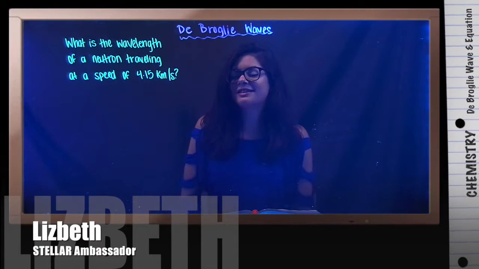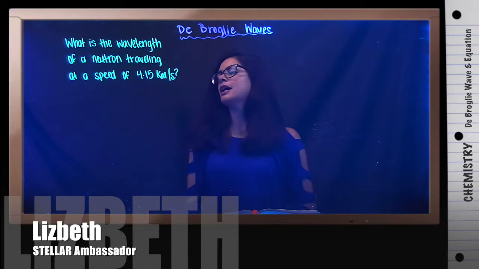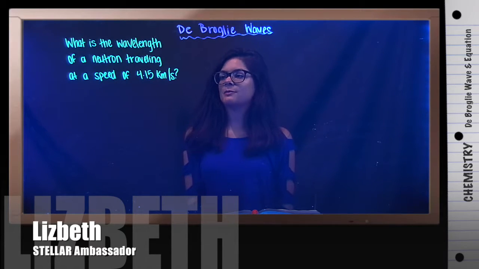Hi guys, my name is Elizabeth and today we're going to be going over the de Broglie waves. So here it says, what is the wavelength of a neutron traveling at a speed of 4.15 kilometers per second?